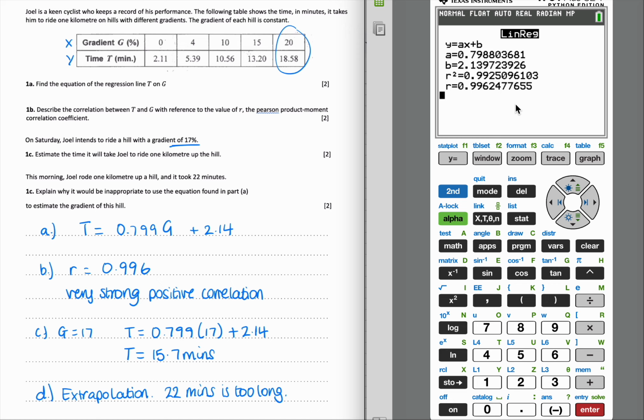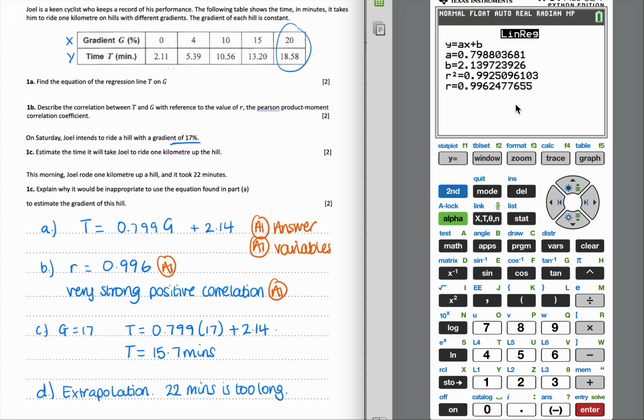So the marks for this question, the first part is 2 marks. One of them is for the answer, and the second one is for having the correct variables. So you must make sure that you've got the right variables. The R value is then worth 1 mark as well, and then the explanation is also a mark. For part C, there is a method mark given as well as an answer mark. That means if your line of regression was incorrect in part A, but you've shown that you've substituted 17 into it, you would still get the marks. And then at the end here, there is a reasoning and an answer mark for your explanation of why it would be a bad model to choose.